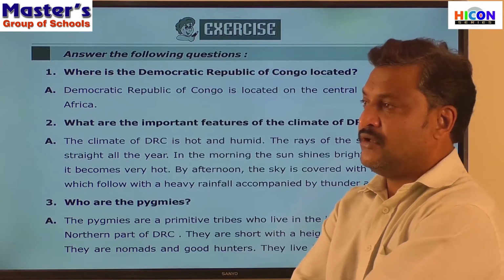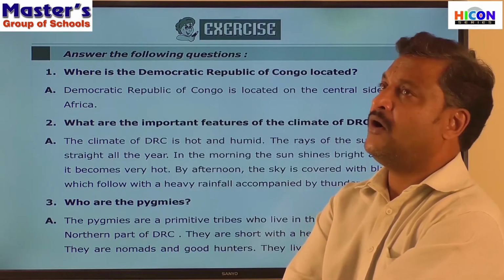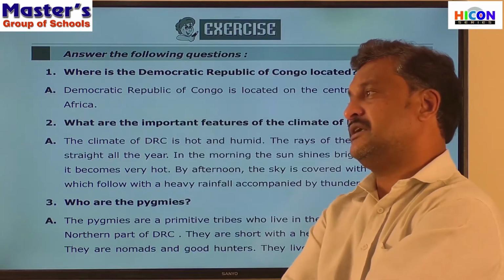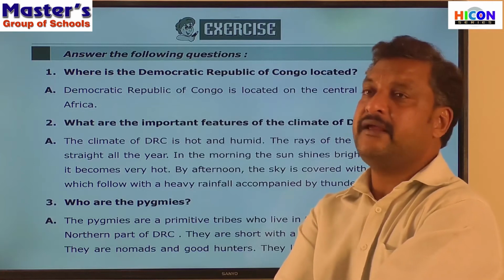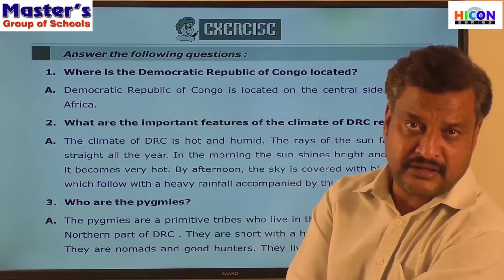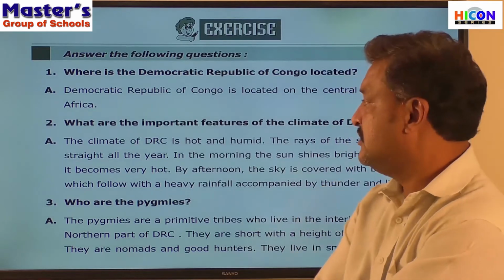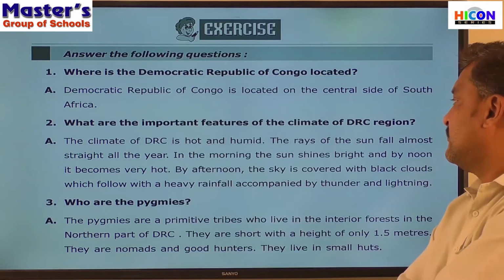So we have already seen it. It lies on the equatorial region. It receives direct sun rays all throughout the year. It's very hot in the morning. By afternoon, the clouds get ready in the sky, and later it rains heavily associated with thunder and lightning. Right? So the climate of DRC is hot and humid.